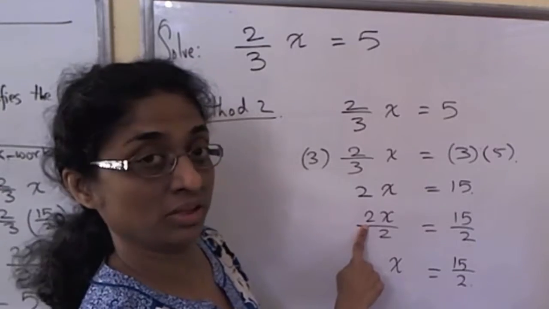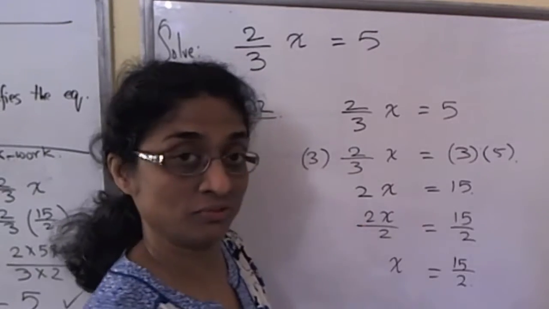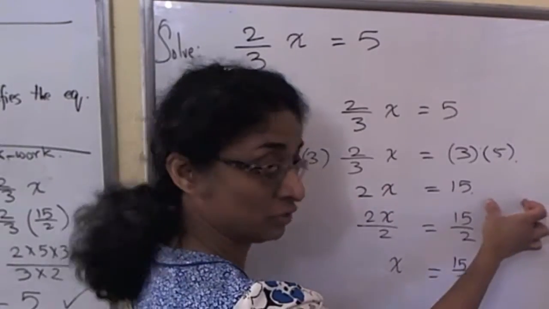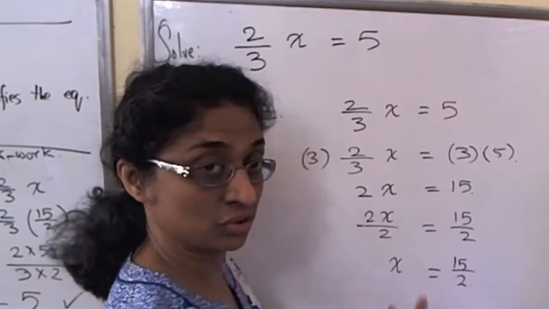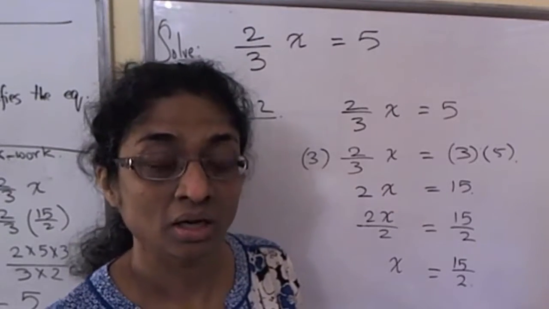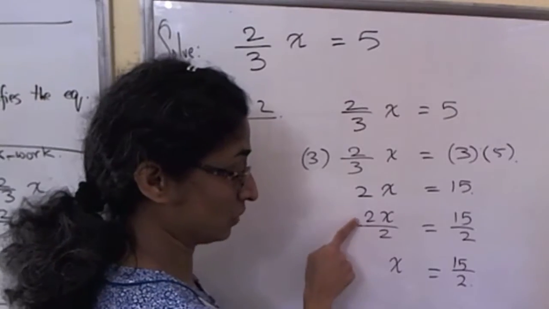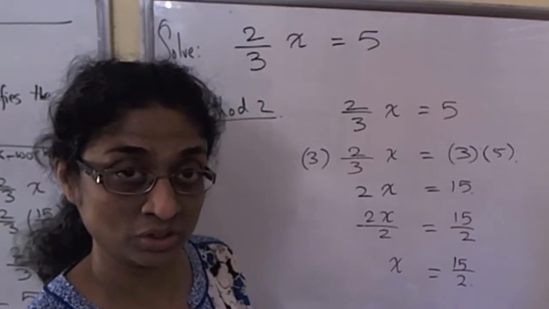We do not subtract 2 from both sides, because if we do that, then we would get 2x minus 2 equals 15 minus 2. 2x minus 2 is not helping us isolate x by itself, whereas dividing by 2 is a good choice in this situation.